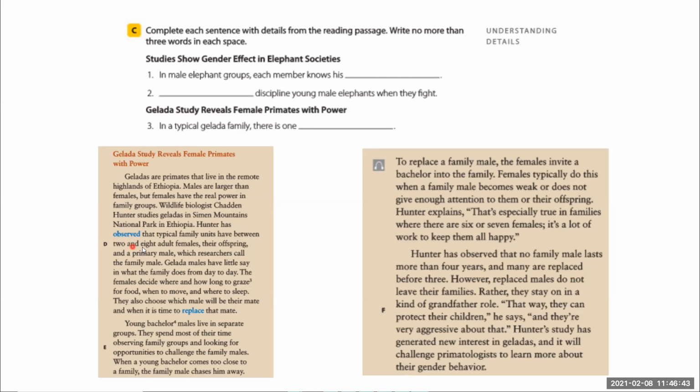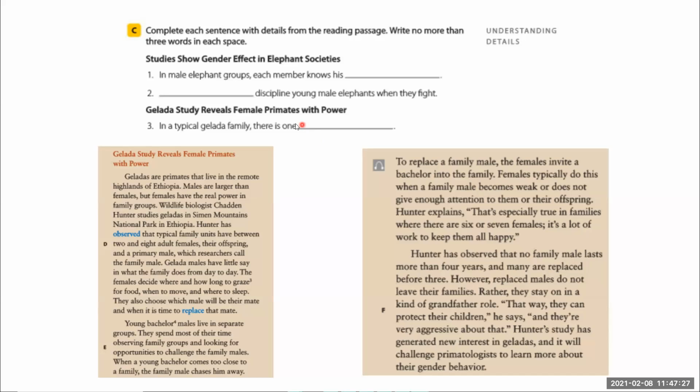A family has 2 and 8 adult females, so that's more than one. The word offspring looks singular, but I know that it's a non-count noun, meaning that it can refer to more than one child. Finally, I see the phrase a primary male. I know that a means one, and this idea is reinforced by the following phrase, the family male. This also further suggests that there's only one male in the family unit.